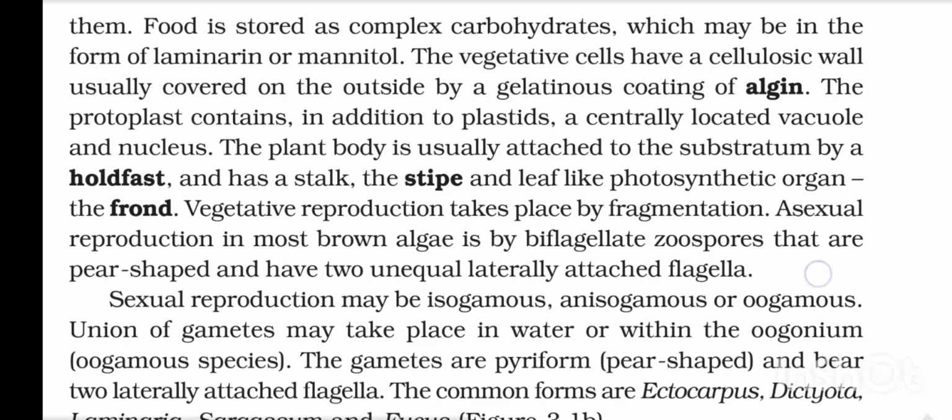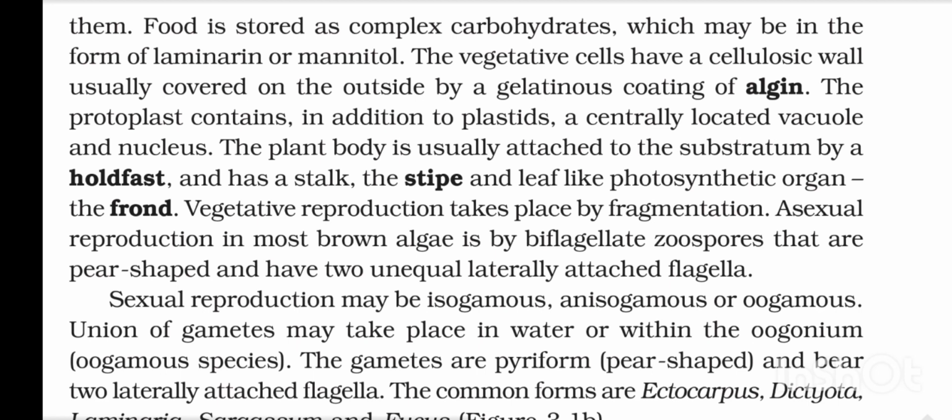The vegetative cells have a cellulosic wall usually covered on the outside by a gelatinous coating of algin. The protoplast contains, in addition to plastids, a centrally located vacuole and nucleus. The plant body is usually attached to the substratum by a holdfast, and has a stalk, the stipe, and a leaf-like photosynthetic organ, the frond. Vegetative reproduction takes place by fragmentation.